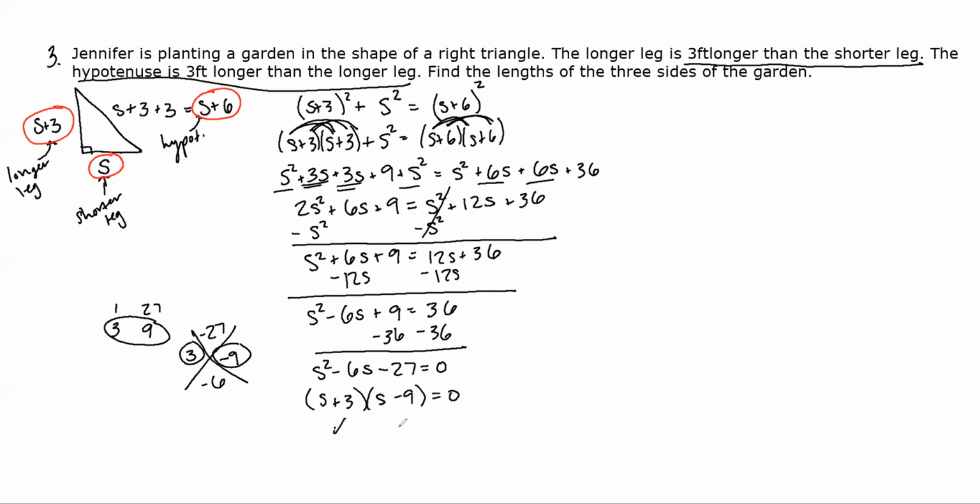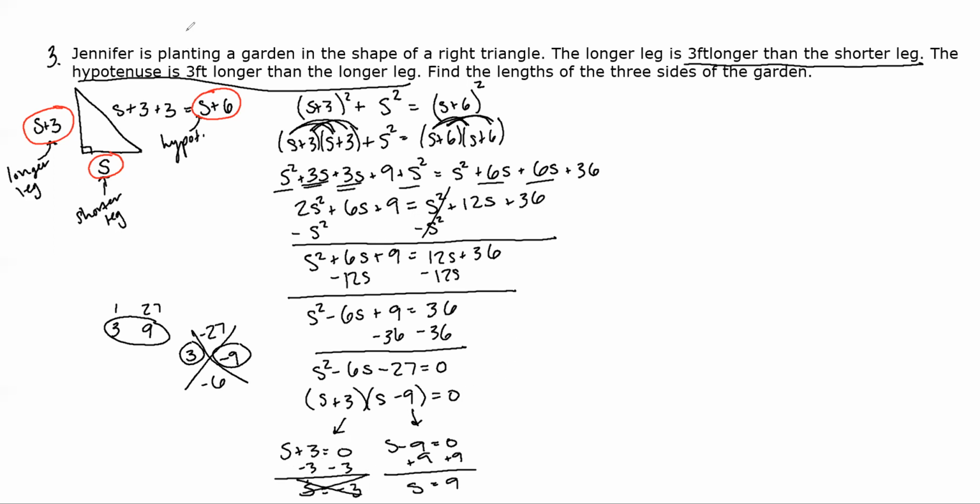Now we can split this up. So s plus 3 equals 0 and s minus 9 equals 0. If we solve each one of these, we get s equals negative 3 and add 9 here, s equals 9. Now, one of these does not work. Which one of these does not work? Well, it's going to be the negative 3 because if we look up here, s is the length of the shorter leg. We cannot have negative length. I'm going to disregard that one.